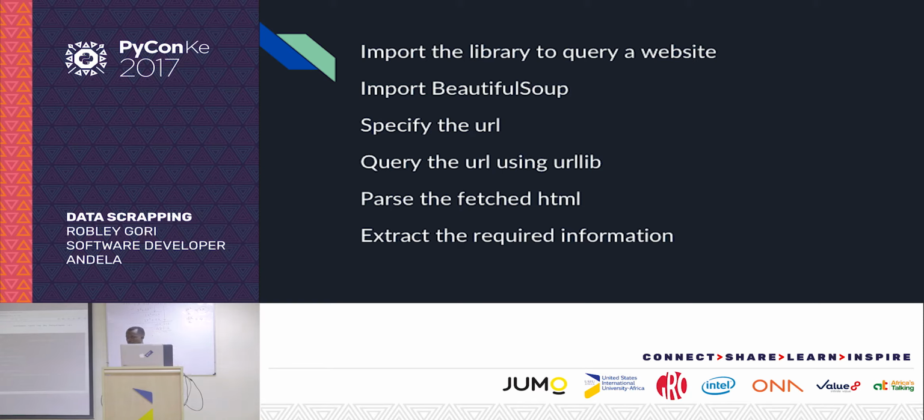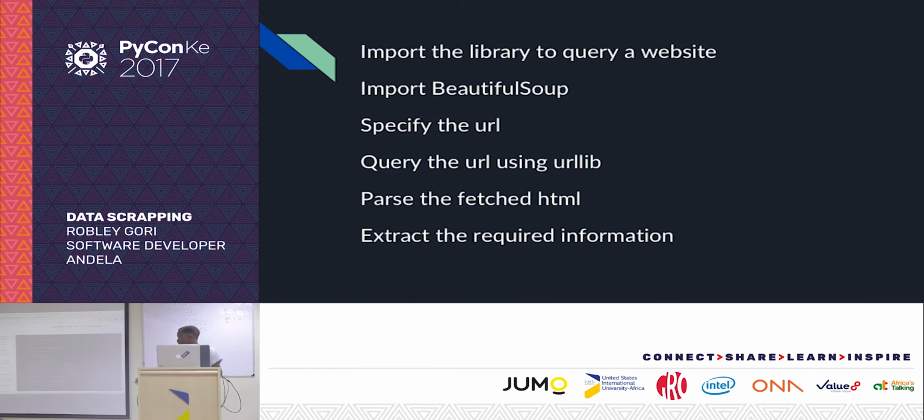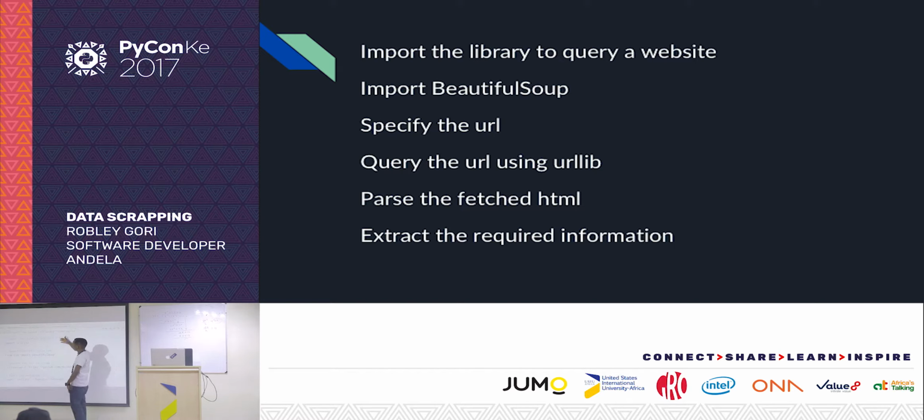So basically what we have done is we have imported our library for querying the website. Beautiful Soup is a class where we pass our page, the HTML that we want to be parsed. Then we specify the parser that we are going to use to extract the information. So we import the library to query our website, then we import Beautiful Soup, then we specify the URL. Specifically, we want my GitHub and my repos.